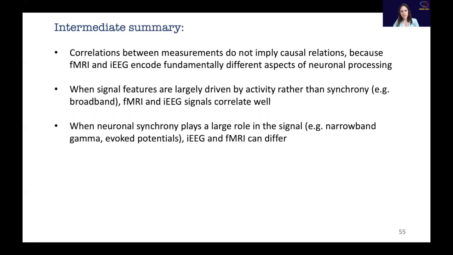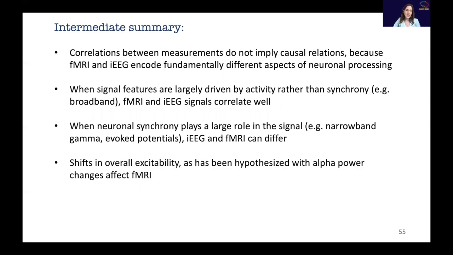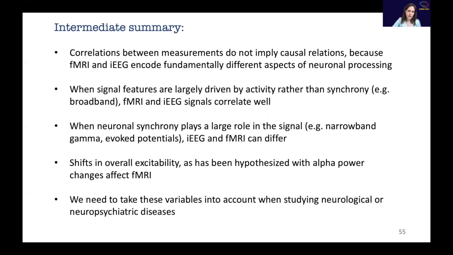However, when neuronal synchrony plays a large role in generating different signals, so for example, in the case of narrowband gamma oscillations or in the case of evoked potentials, then intracranial EEG recordings and fMRI signals can differ. And it's important to consider that shifts in the overall excitability, as has been hypothesized with alpha power, also affect fMRI. And we need to take these variables of activity and variance, synchrony and overall mean into account when studying different neurological or neuropsychiatric diseases.